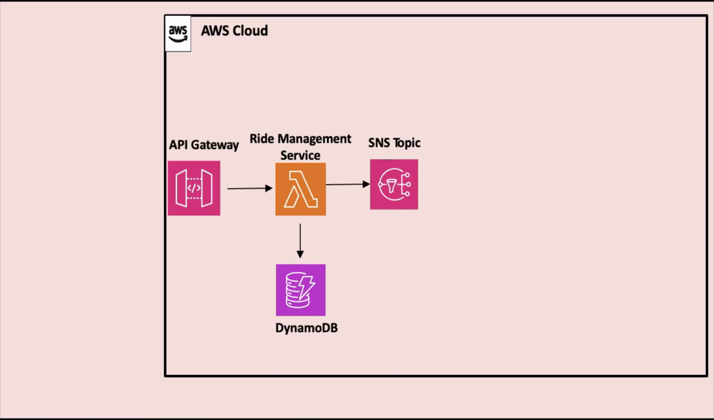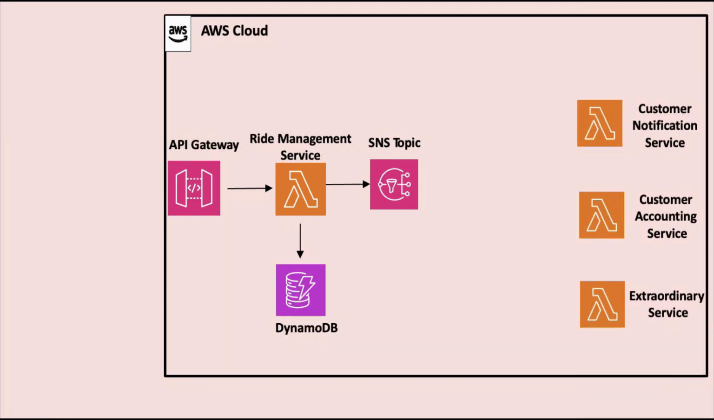Now, an SNS topic is basically a pub/sub model, right? When a topic is subscribed to by many consumers, any time a message is published to the SNS topic, it is sent to all the subscribers. In the previous lab, we connected the Lambda functions directly with the SNS topic. But now, instead of doing that, we will connect via an SQS queue.